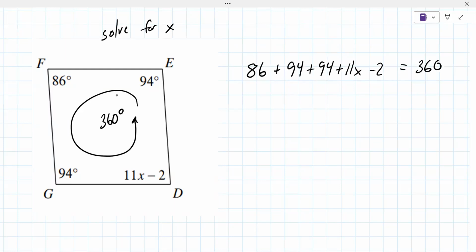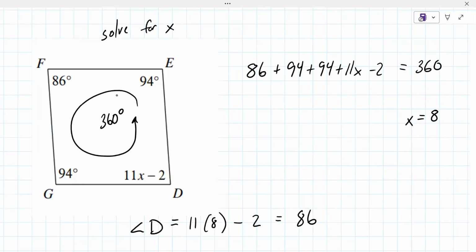Is it 8? Okay. Let's just say it is 8. So that would make angle D equal to 11 times 8 minus 2, which is 86. And yes, that does work. Very good.